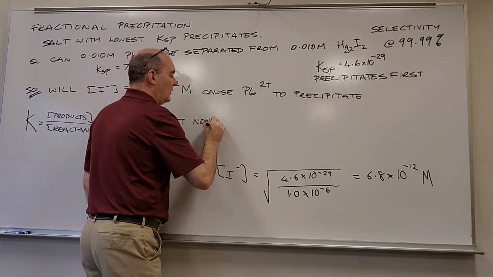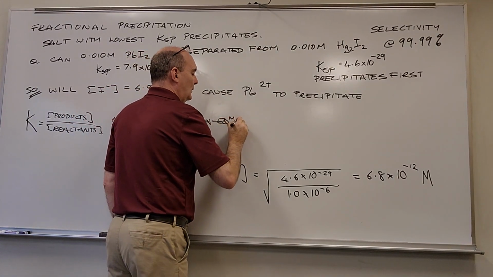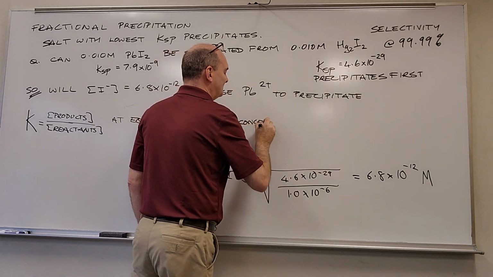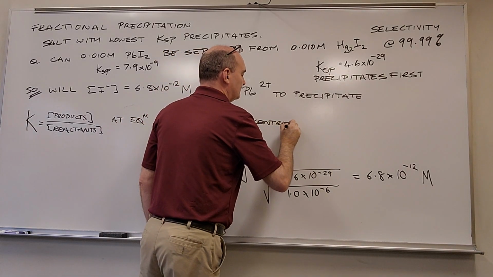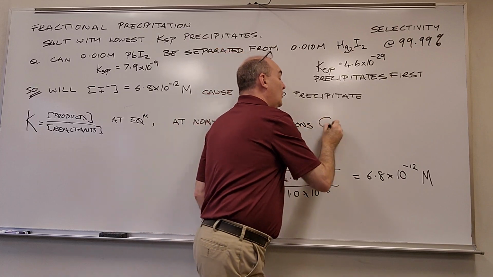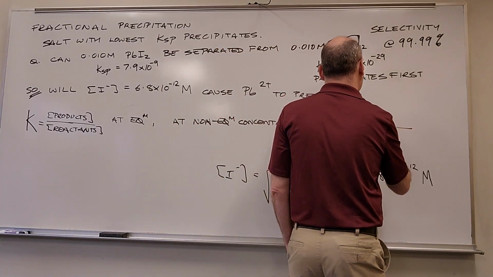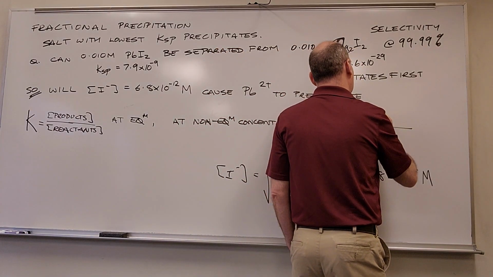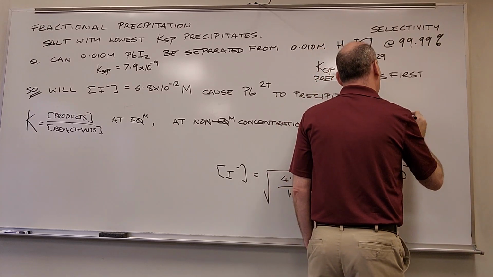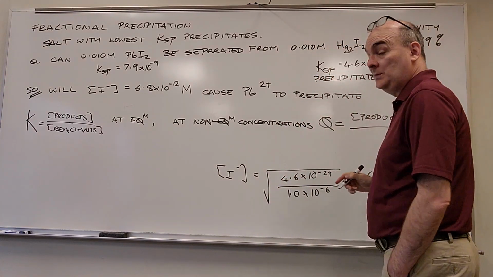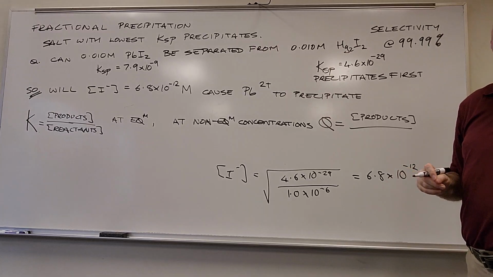At non-equilibrium concentrations, Q is products divided by reactants. Now, we're doing KSP today. We could be doing KA tomorrow.